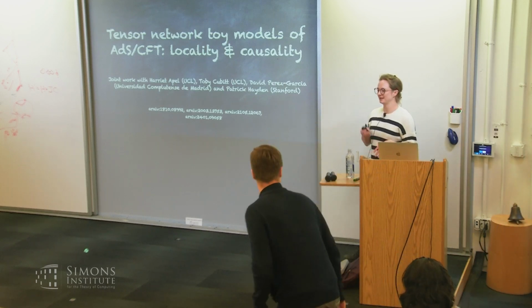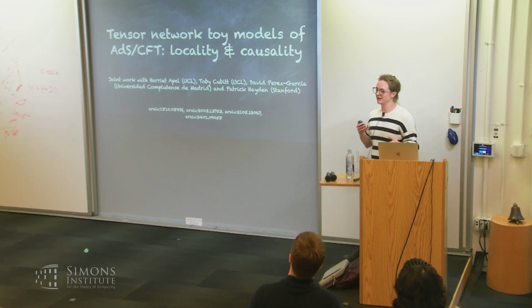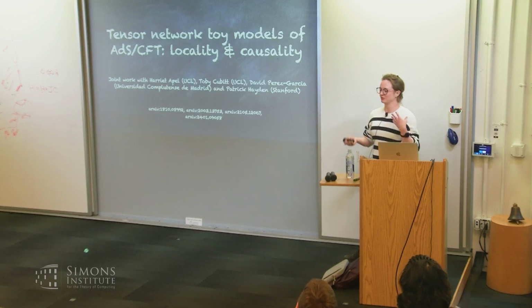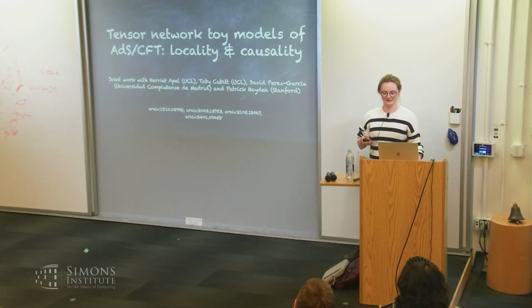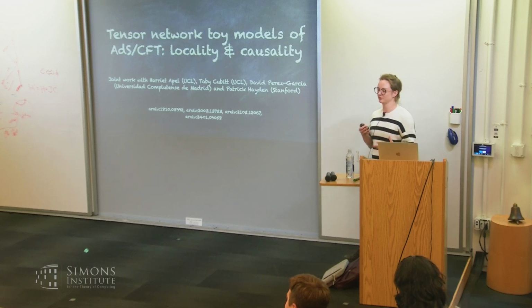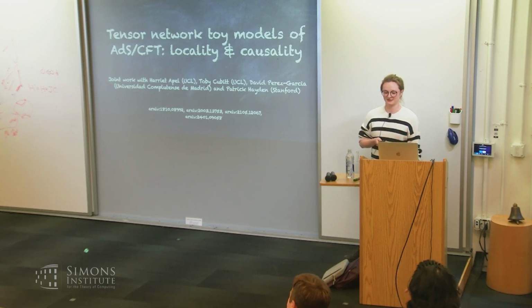So today I'm going to give a fairly high-level overview of how we can use some tools from quantum information theory to build toy models of the ADS-CFT correspondence, and then explain why these toy models are useful, and how we can use them both to get some insight into ADS-CFT and also to get some new results in quantum information theory.